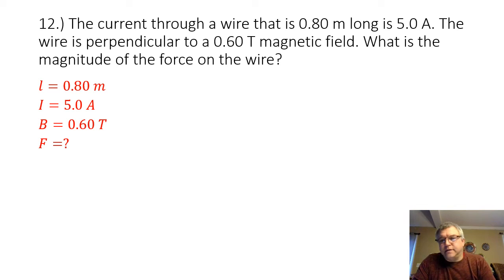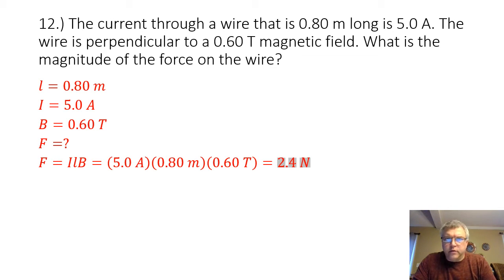Because we're being asked to find the force, and we are given the length, the current, and the magnetic field, we know we need to use F equals ILB. Don't need to rearrange it because we're already solved for our unknown. So we just substitute in our known values of 5 amps, 0.8 meters, and 0.6 Teslas, and we get a force of 2.4 newtons. So this one should have been pretty straightforward for you guys. No rearranging. It's just kind of a plug and chug problem.